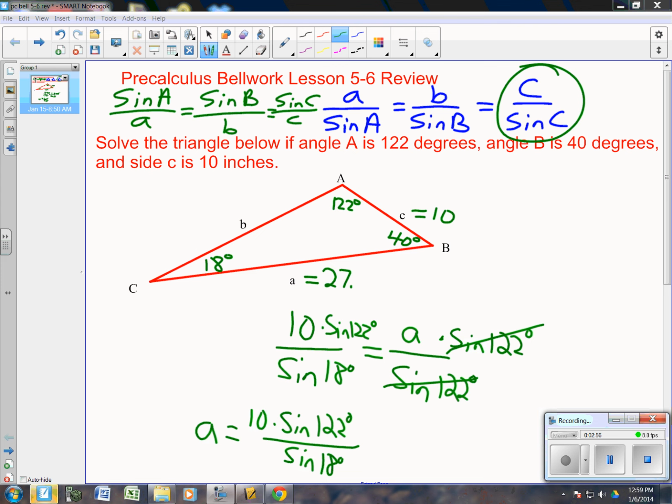27.44? 27.443? Does everybody agree with that? Okay. See if you guys can find side B using the same method. Okay? I'm going to give you 30 more seconds. Okay, so we got 20.801.